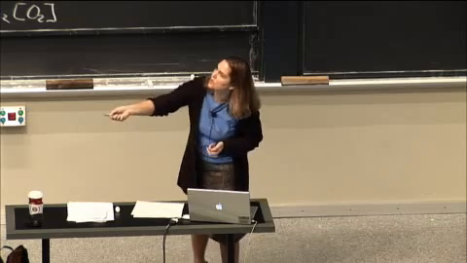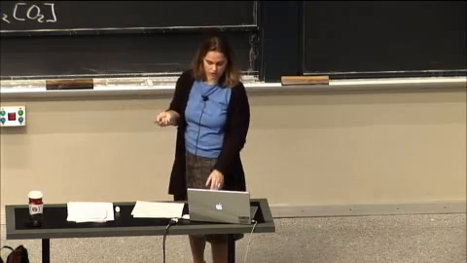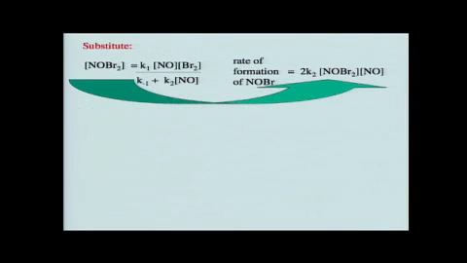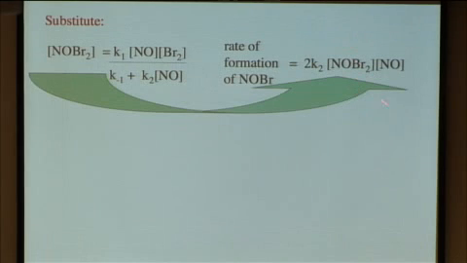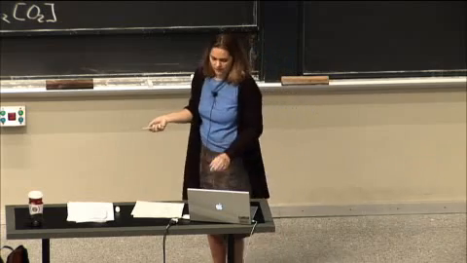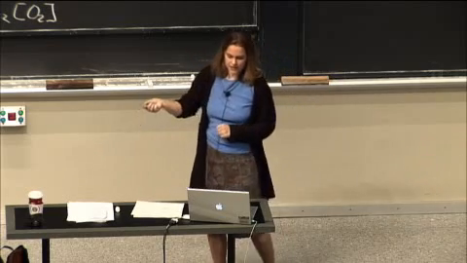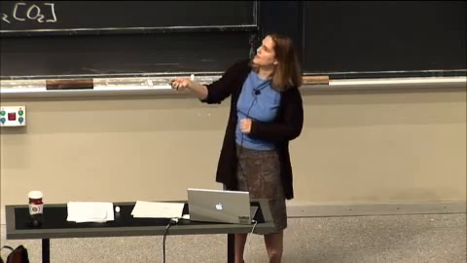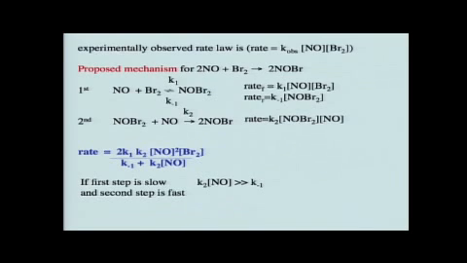So now we need to plug that back in to the original equation that we had. So this is what we solved for, and now we can put it into here. And if you rearrange that, we have the 2, we have the k1, we have the k2, we have an [NO] here, we have an [NO] there, so it's squared, [Br2] here, and then on the bottom we have k minus 1 plus k2 times [NO]. Okay, so that's great, but that's not consistent with the experimentally determined rate law.